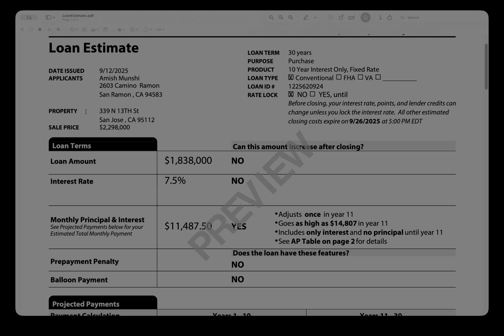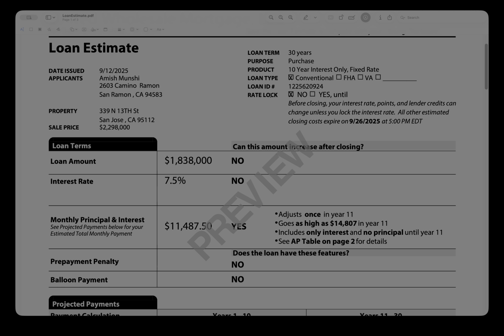So this purchase price, I picked up the listing price of 2298. The terms of the loan is a 30-year loan. It's a purchase transaction. Let's say it's a 10-year interest only loan, and it's a fixed rate. So the interest rate is not going to change throughout the term of the loan. And in an ARM, that interest rate will change. This is a conventional loan, not a FHA or VA.